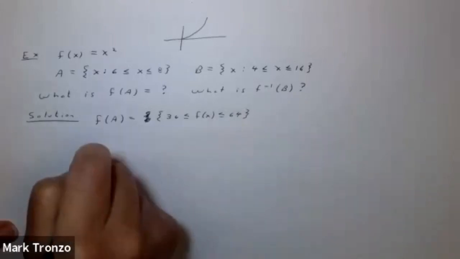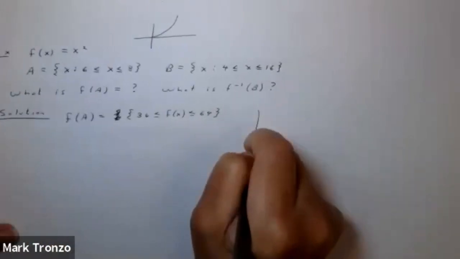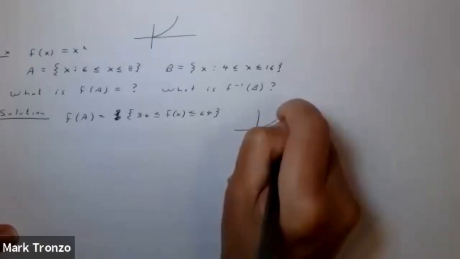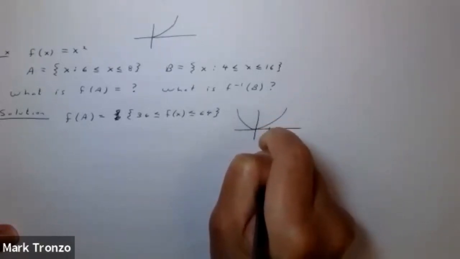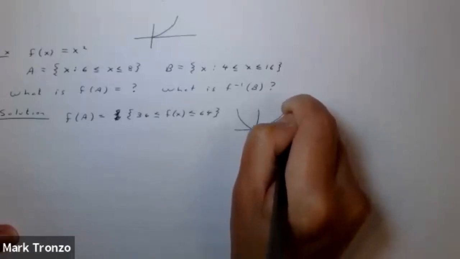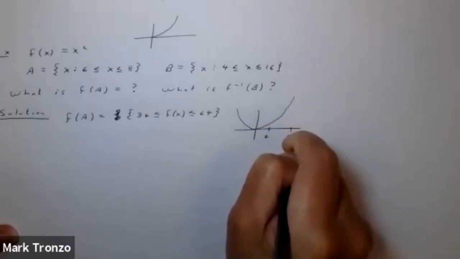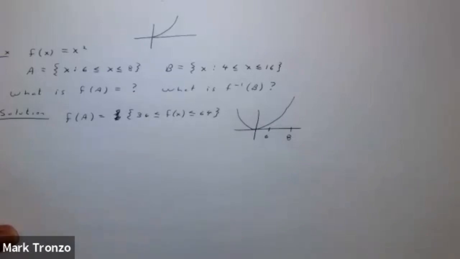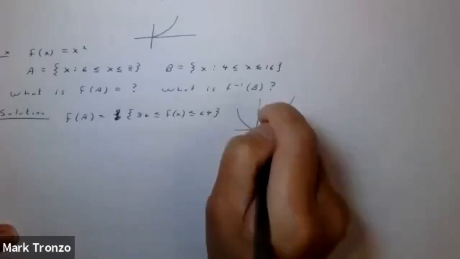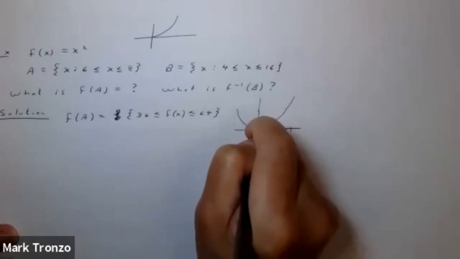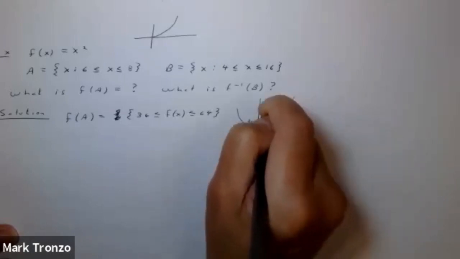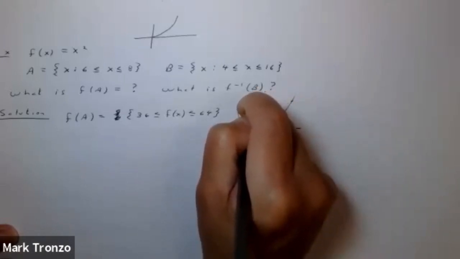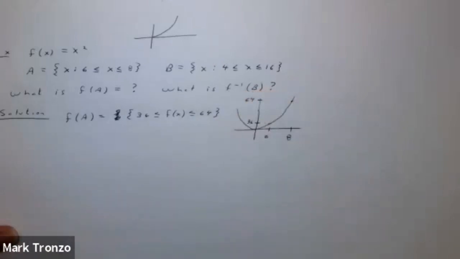Let's make a little graph of this here. This is going to be a parabola, and it's going to start at 6 and go to 8. If we do 6 squared, it's going to be 36, and up here, 8 squared would be 64.